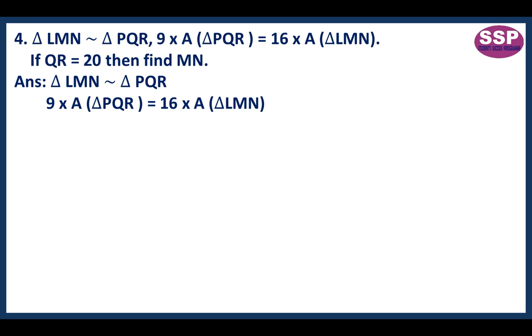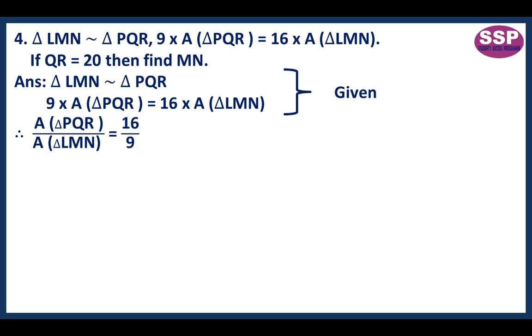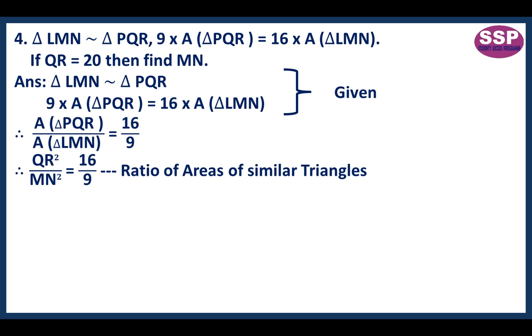9 times area of triangle PQR is equal to 16 times area of triangle LMN, given. Therefore, we get area of triangle PQR upon area of triangle LMN equal to 16 upon 9. As triangle PQR and LMN are similar, the ratio of their areas is equal to the ratio of squares of their corresponding sides. Therefore, we can write QR square upon MN square is equal to 16 upon 9, ratio of areas of similar triangles.